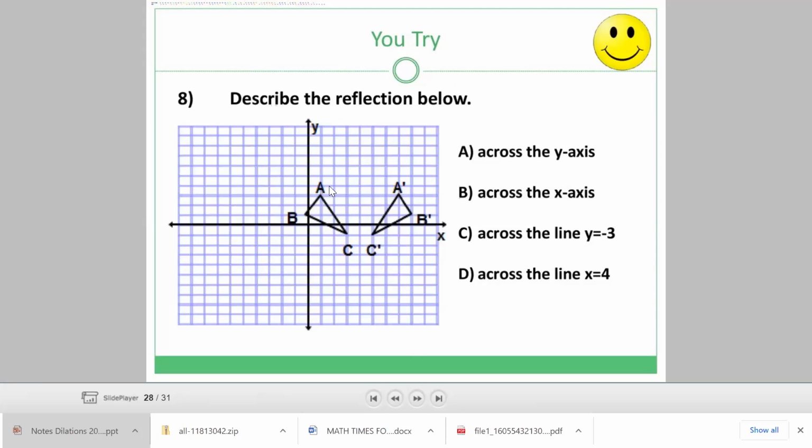Let me do it again one more time. You have to choose an object and an image. I'm using C and C prime this time. You count how far away they are from each other. So 1, 2 away. When you get the distance they are away from each other, you divide it by 2, because the mirror line would be in the middle. So 2 divided by 2 is 1. So you count 1 distance away from C. So that means the line comes here.